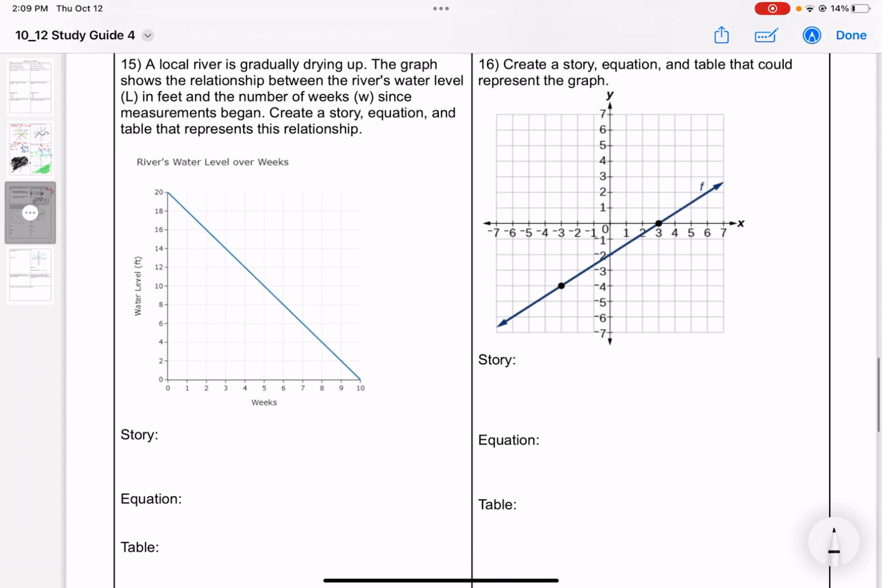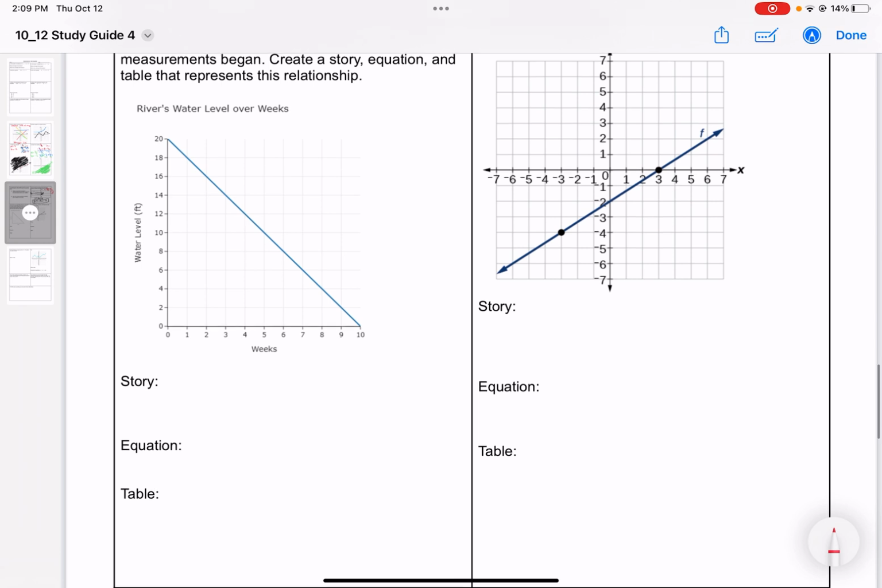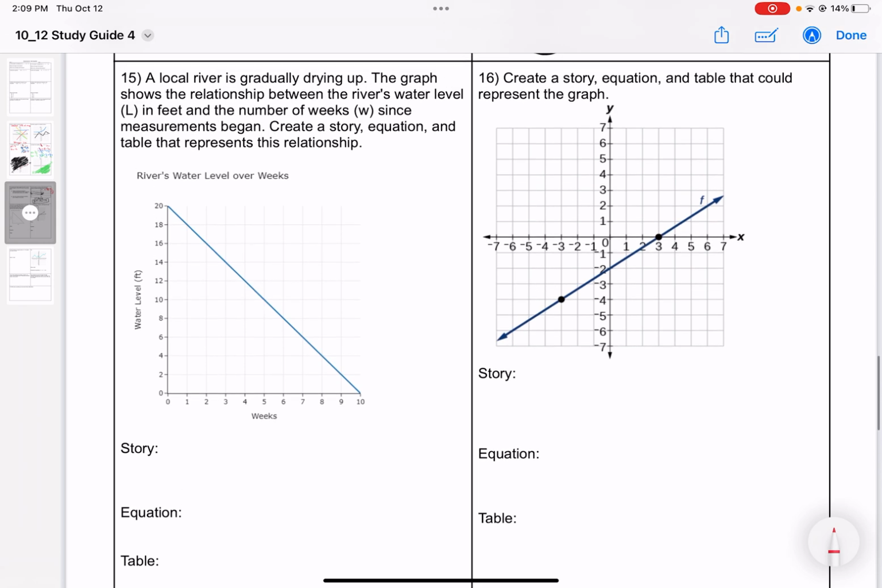All right, a local river is drying up. The graph shows the relationship between the river's water level, L, in feet, and the number of weeks, W, since measurement began. Create an equation and table that represent this relationship. Okay, so I'm going to start with the story. All right, what do I notice here?